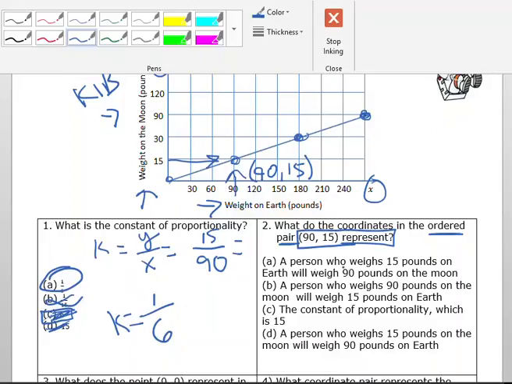A, a person who weighs 15 pounds on Earth will weigh 90 pounds on the moon. Well, that seems to have switched, right? So we know that that's wrong. B, a person who weighs 90 pounds on the moon will weigh 15 pounds on Earth. Well, this is the same mistake. We've switched the Earth and the moon, and we just said it in a different way. C, the constant of proportionality, which is 15. Nope, that's not the constant of proportionality, and that is not what that means. D, a person who weighs 15 pounds on the moon will weigh 90 pounds on Earth. Well, I had just said a person who weighs 90 pounds on Earth will weigh 15 pounds on the moon. This is basically the same thing. I mean, it is the same exact thing, just being said in a different order. So my answer here is D.